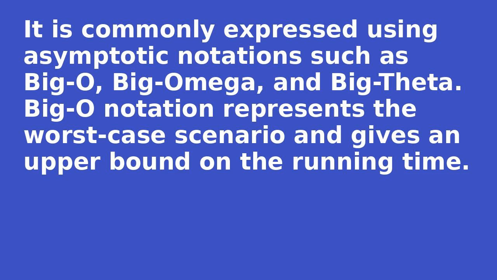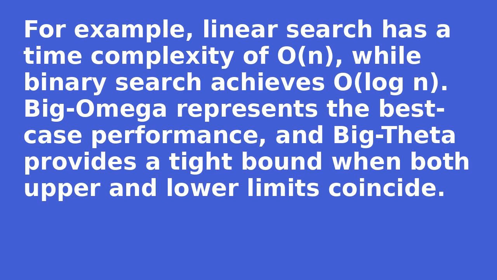Big O notation represents the worst-case scenario and gives an upper bound on the running time. For example, linear search has a time complexity of O(n), while binary search achieves O(log n). Big omega represents the best-case performance, and big theta provides a tight bound when both upper and lower limits coincide.